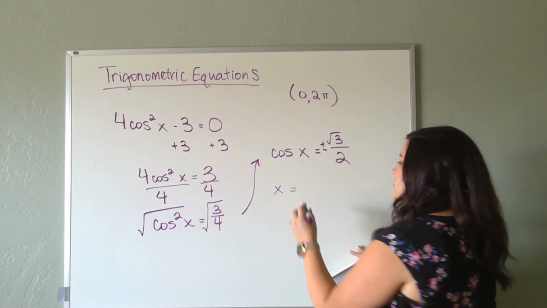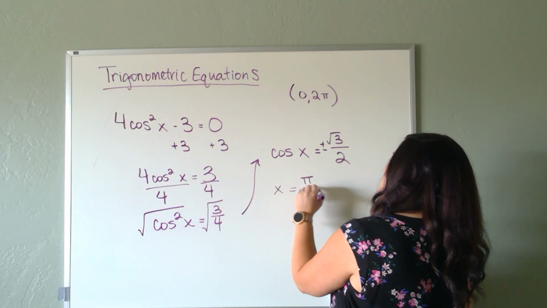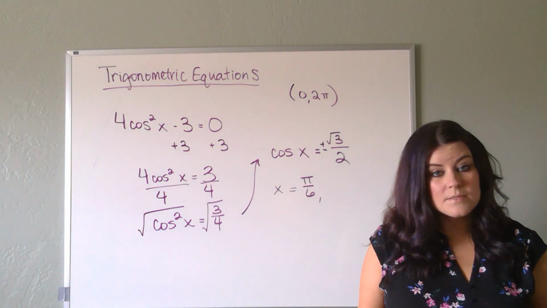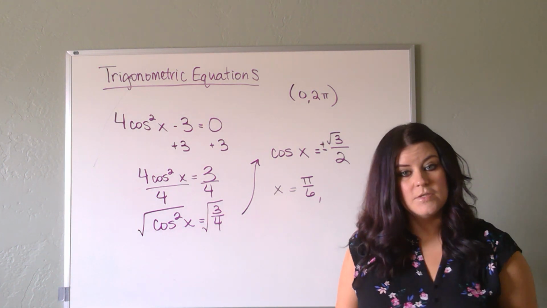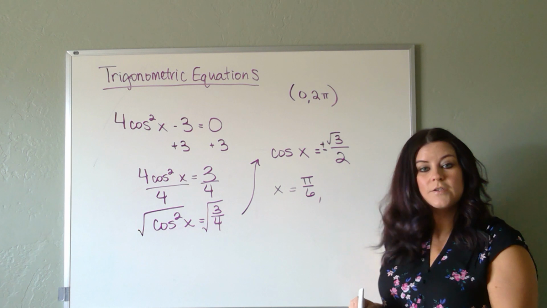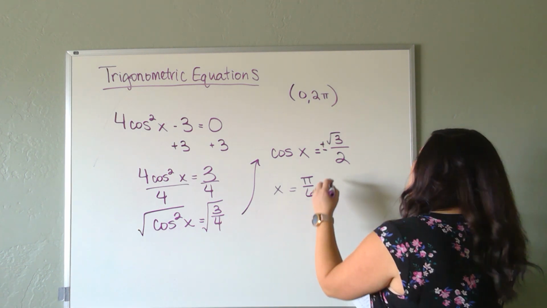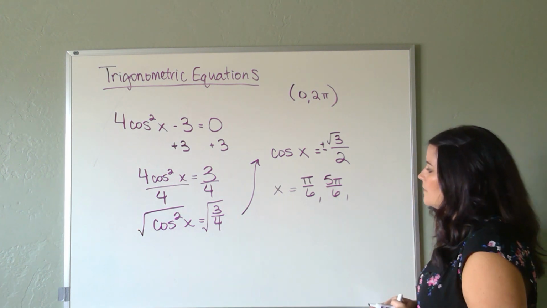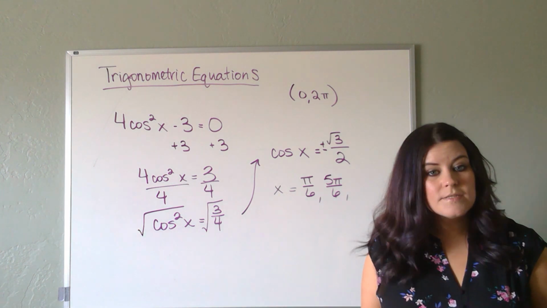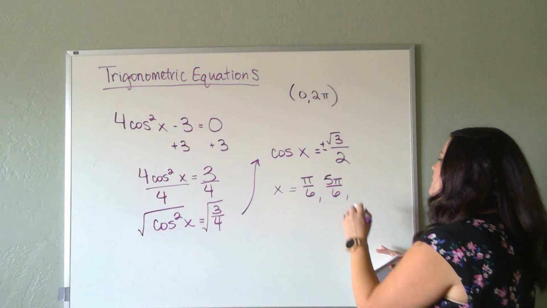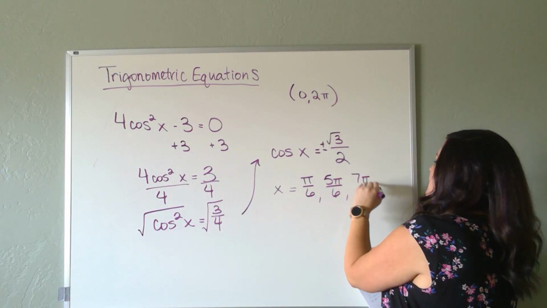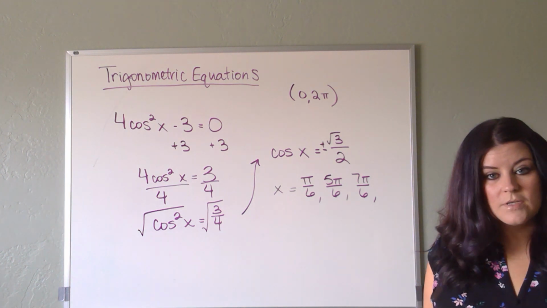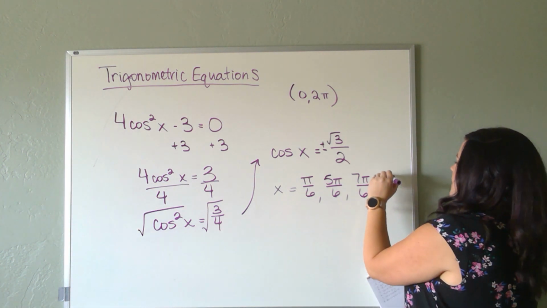You guys, cosine is square root of 3 over 2 at pi over 6. But you guys, I also consider the places where it's negative square root 3 over 2. You guys, in the second quadrant, there's a place like that, right? It's at 5 pi over 6. In the third quadrant, it's also negative, but it's going to be at 7 pi over 6. And in the fourth quadrant, we're back to positive root 3 over 2, and that's 11 pi over 6.